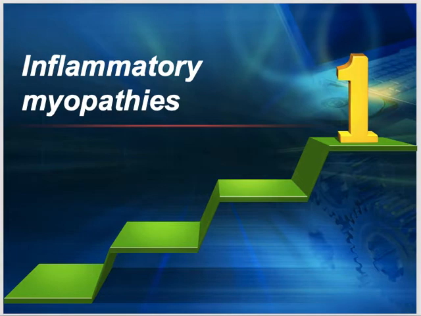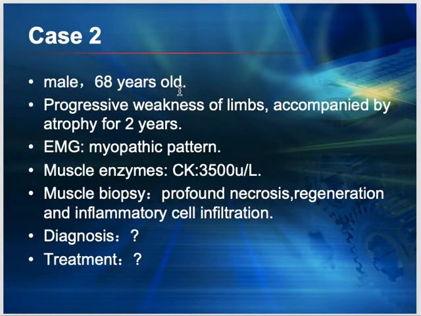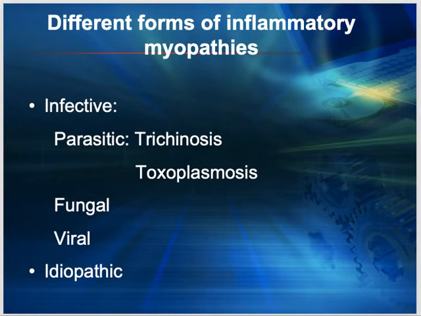I can show you a case, for example, a male, 68 years of age. So see, it's an old guy, with progressive weakness of the limbs accompanied by atrophy for 2 years, and EMG showing a myopathic pattern, raised muscle enzymes, and a muscle biopsy showing profound necrosis, regeneration, and inflammatory cell infiltration. So again, inflammatory myopathies can be any type. Okay. I will show you something now.